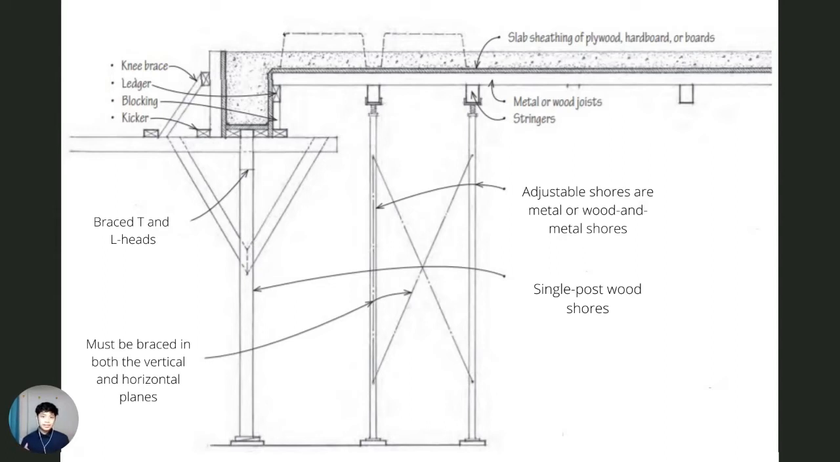For the brace, T and L heads provide support for beams formed using columns and beams of a constant section and varying the amount of steel reinforcement to carry the imposed load. The shoring must be braced in both the vertical and horizontal planes to stiffen and prevent buckling of individual members of the formwork. A sill may be required to distribute the shoring load over green, fresh concrete. And that's all for the concrete formwork and shoring.